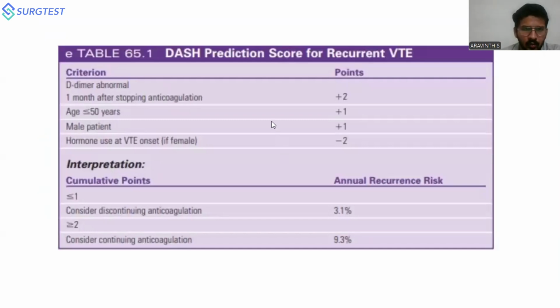So to continue on the DASH score, based on the 4 criteria, what you do is you have an interpretation. Any score of 0 or 1 is low risk, so you discontinue anticoagulation therapy after completing the therapy of 3 to 6 months. While if the score is greater than or equal to 2, you continue your anticoagulation because the annual recurrence risk is nearly 9 to 10%.